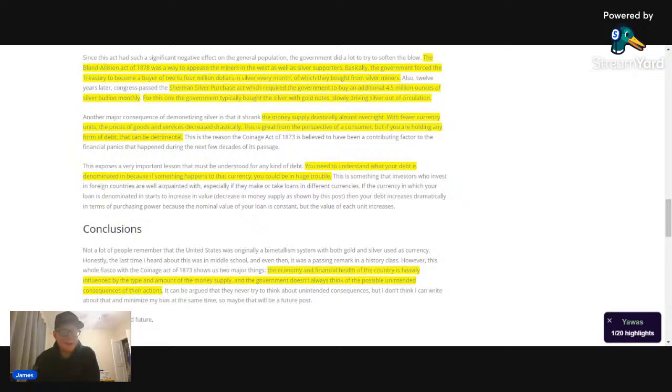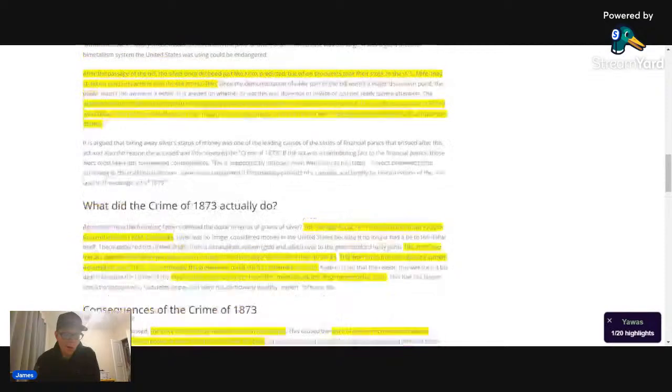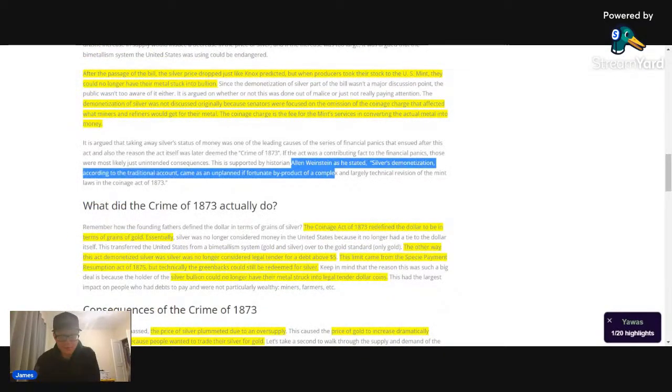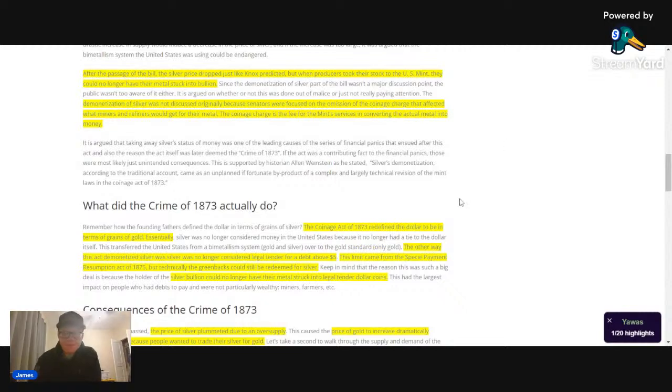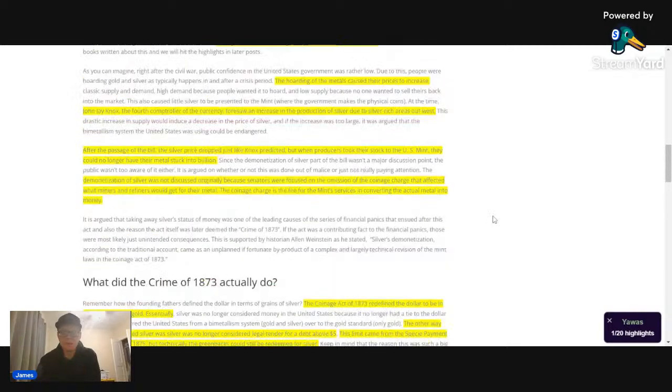Another thing I noticed is that sometimes the government doesn't think of possible unintended consequences, right? And now I quoted a historian on the act, Helen Weinstein. Most likely it wasn't on purpose. It was just kind of an oops, especially since they basically just redefined the dollar in terms of gold, and we didn't actually officially become part of the gold standard until the Gold Standard Act of 1900, which this just kind of aided in a way.